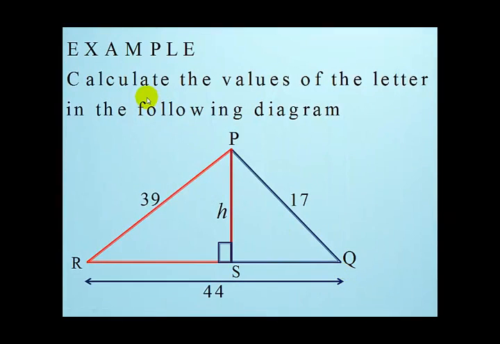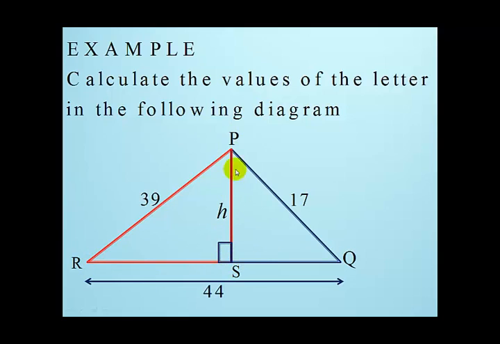Now let's look at this example. Calculate the value of the letter in the following diagram. Now let's consider this diagram. PSR is a right angle triangle at S. That means that PSQ is also a right angle triangle because the total angle must give us 180.